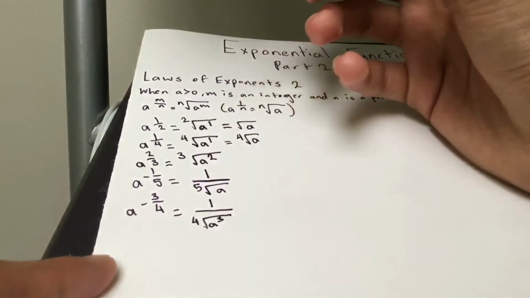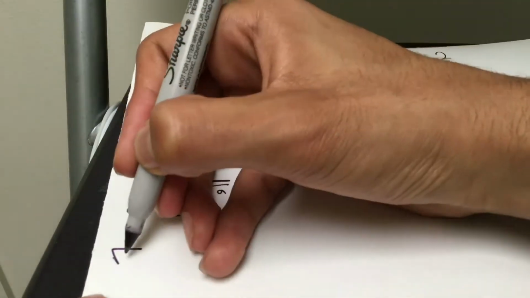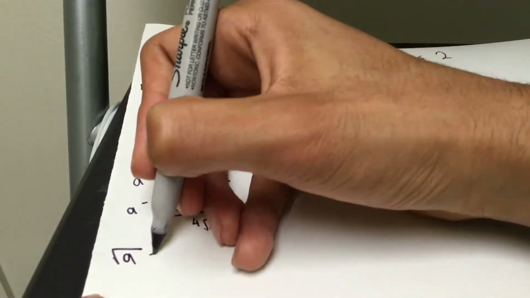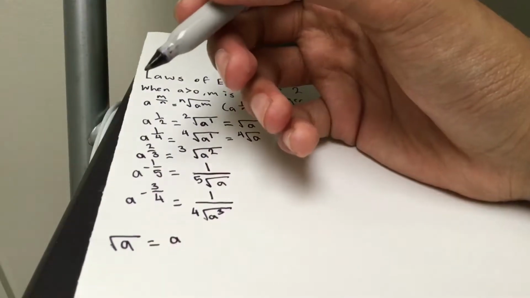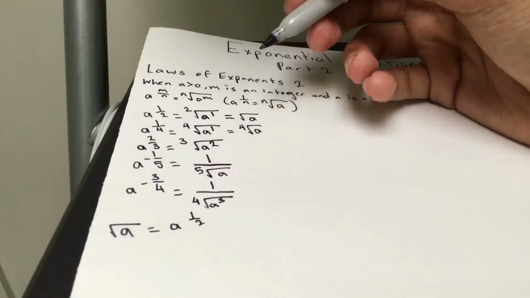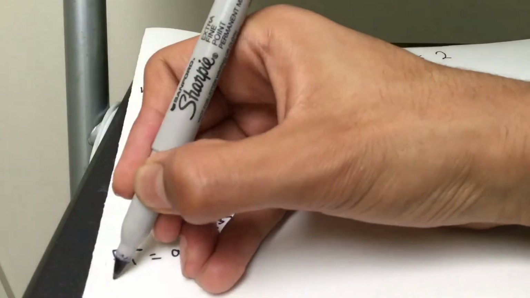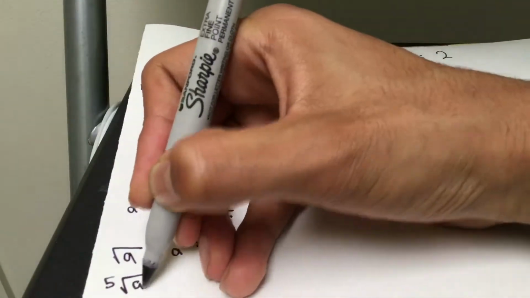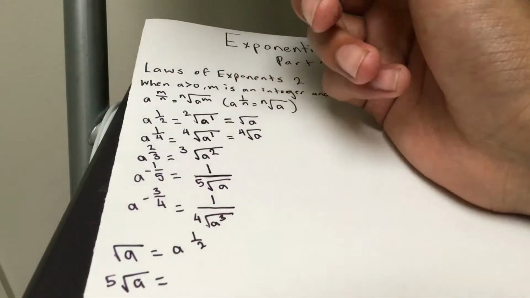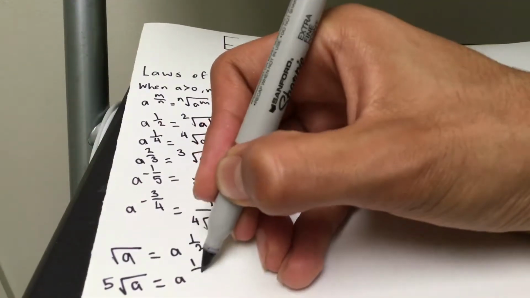Okay, so now let's do the reverse. Let's go from a square root to our exponent. So square root a, in this case, is going to be a to the power of half. And now we're going to do the 5th root of a. This one's going to be a to the power of 1 over 5.